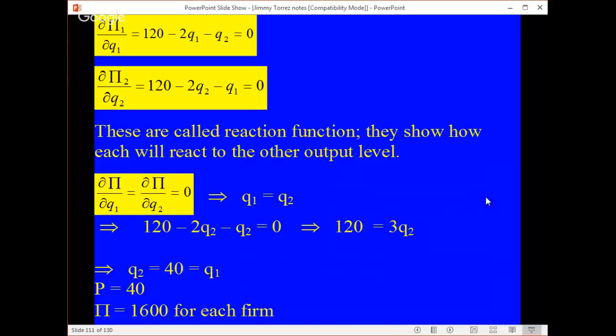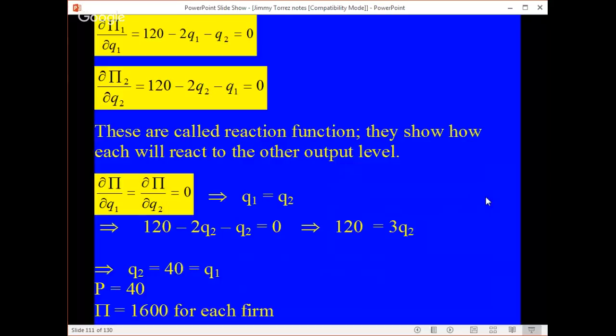This is known as firm one's reaction function. I do the same thing for Q2, and I get the same thing, just switch around the ones and the twos, because they're symmetric. And I get the reaction function for Q2. So these are called reaction functions.